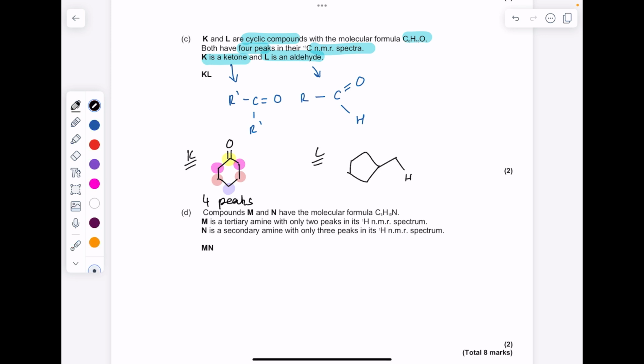This will take practice, but I'm just going to explain to you why this is correct. So we have our aldehyde functional group. Let's count the carbon environments. 1, 2, 3, and 4. So yeah, another 4 peaks. And we know that it's cyclic again.